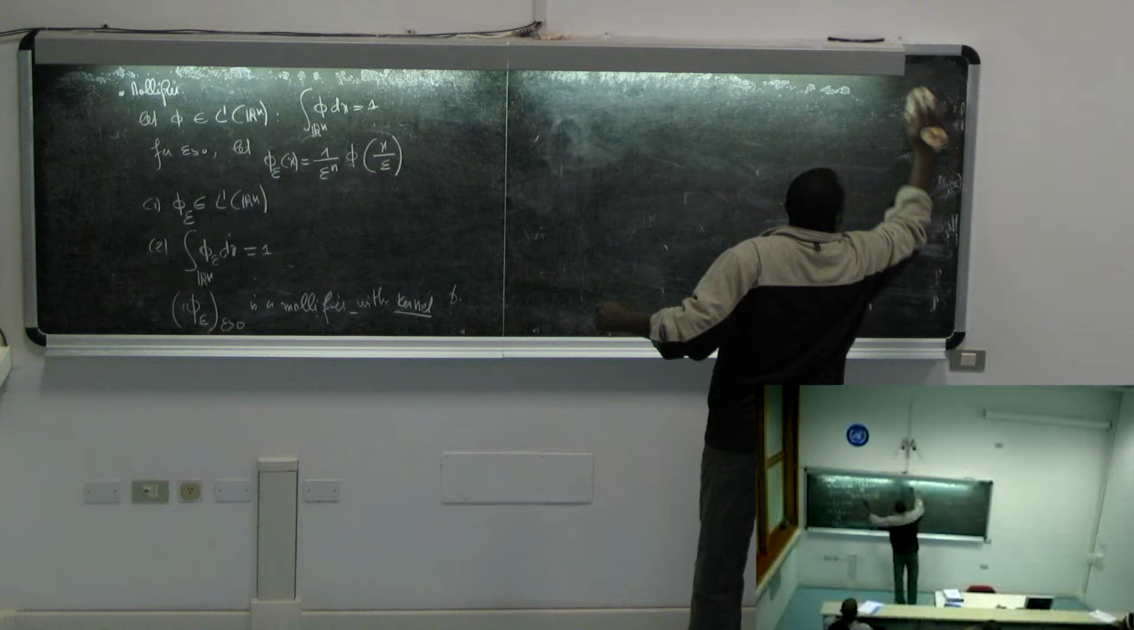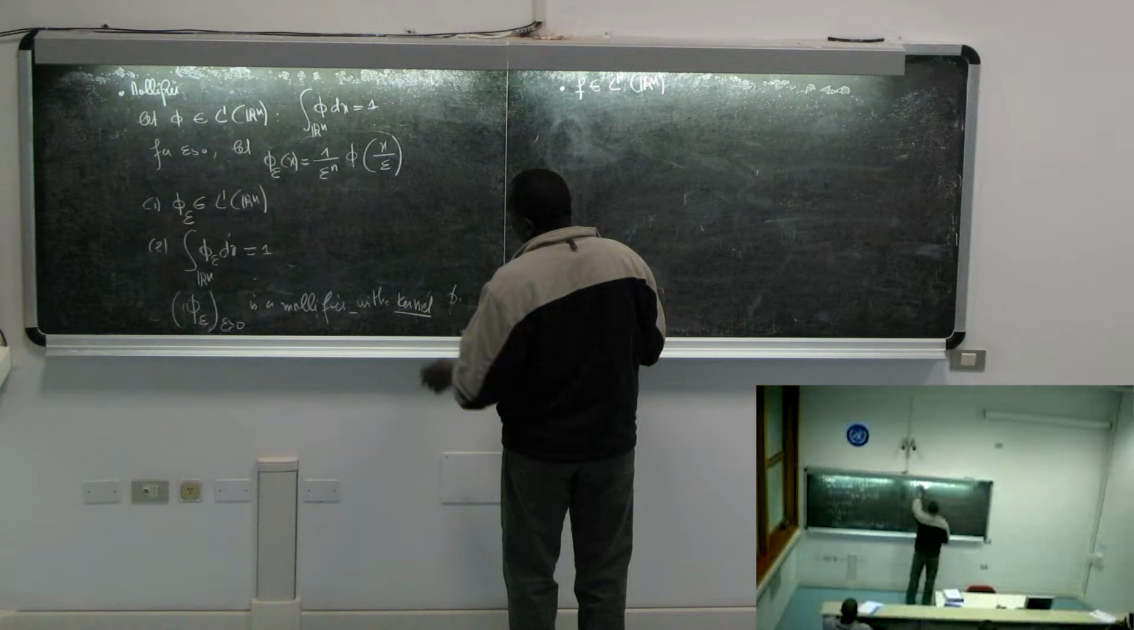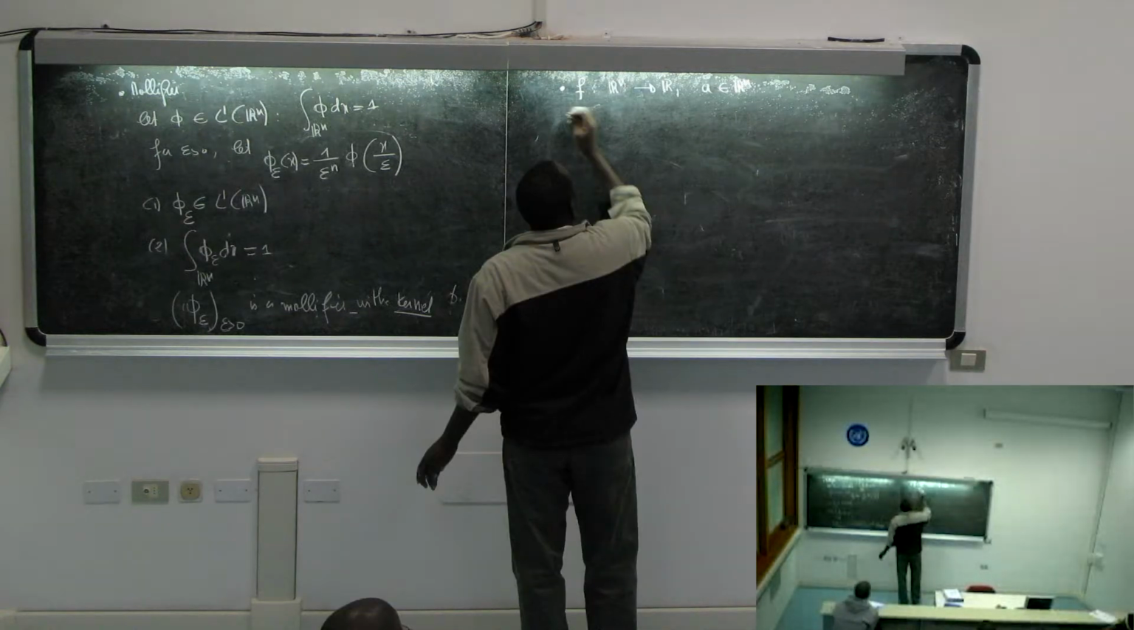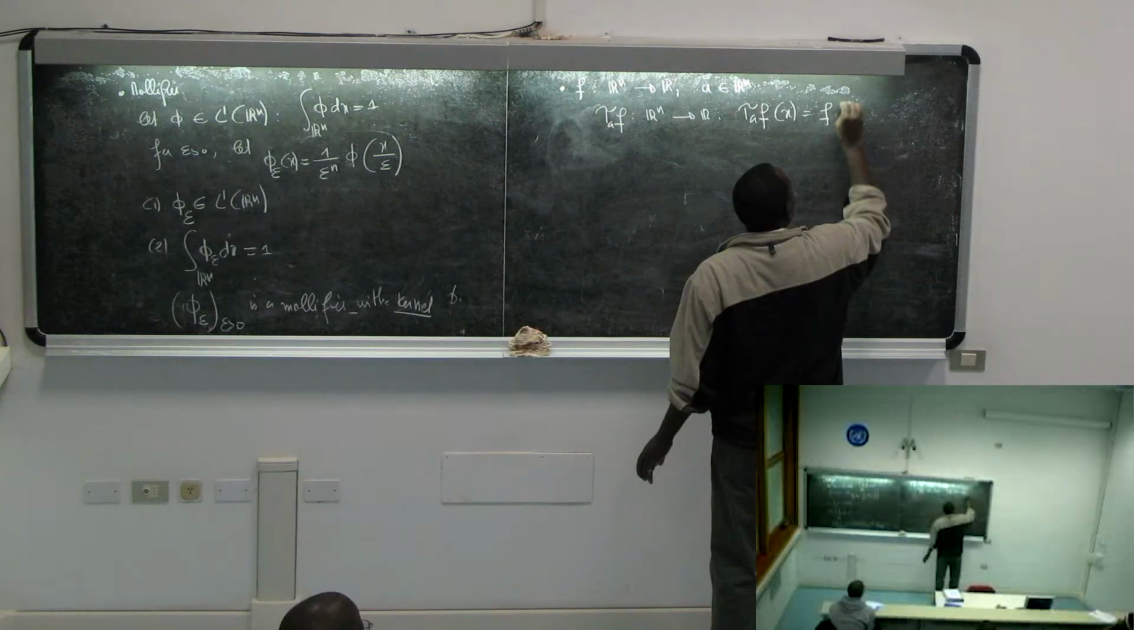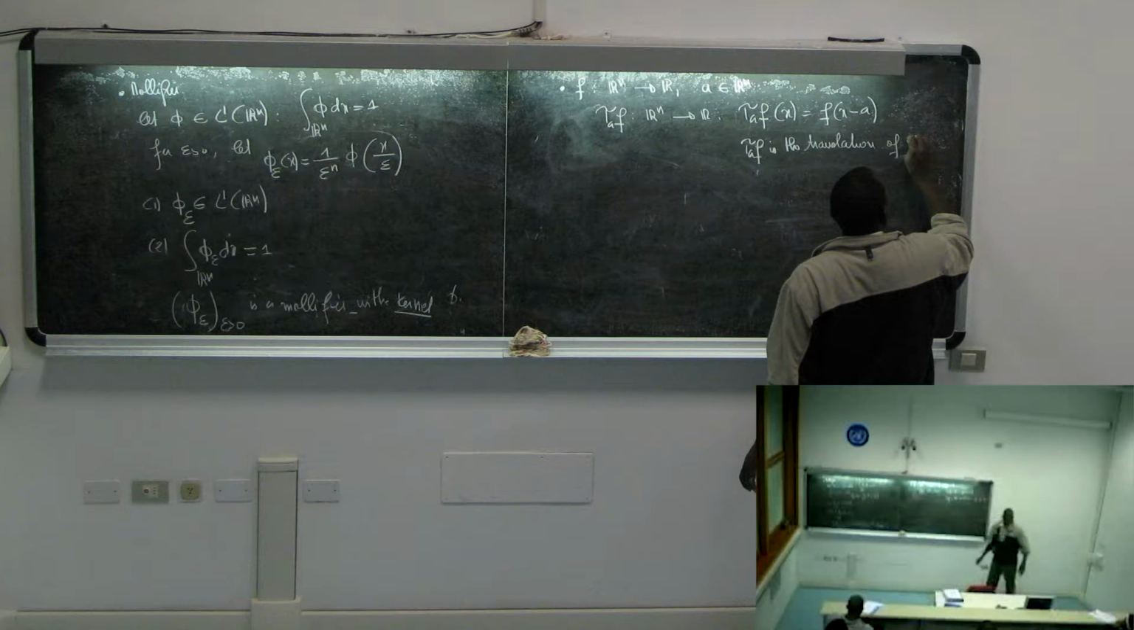So we define modifier, and now let f be a function in LP of Rn, or let us take f a function from Rn to R, and I take a vector a in Rn. We denote by TAF a function defined from Rn to R by TAF of x is just f of x minus a. So TAF is the translation of f by a. A is fixed, f is fixed, and I define this new function TAF. TAF of x is f of x minus a.